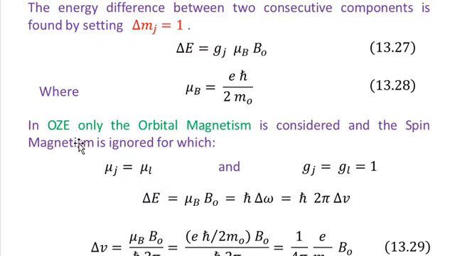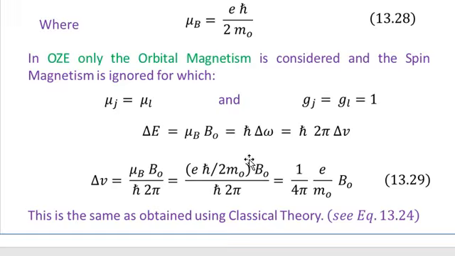In the ordinary Zeeman effect, only the orbital magnetism is considered and the spin magnetism is ignored, for which mu j, the total magnetic moment of the atom, will be equal to the orbital one, and the gj value, which is the total Landé g factor, will be the same as the Landé g factor for the orbital case, which is gl, and gl has a value equal to 1. So if you substitute Gj equal to 1, then equation number 27 can be taken to hold for the case of pure orbital magnetism. So delta E, and you know that pure orbital magnetism means we are talking about the ordinary Zeeman effect, is equal to mu B times B naught.